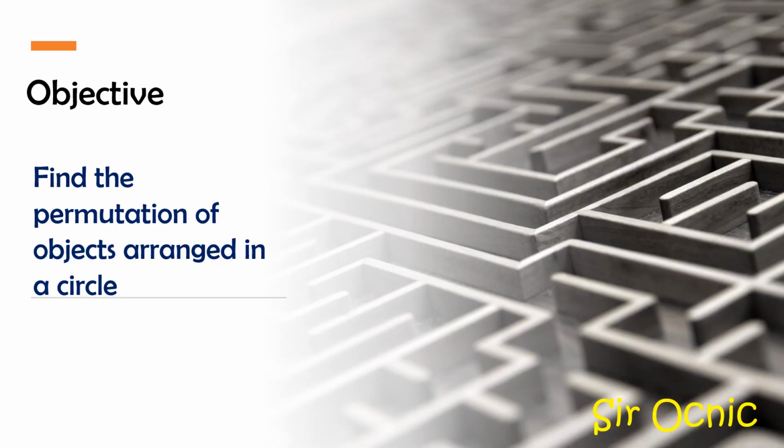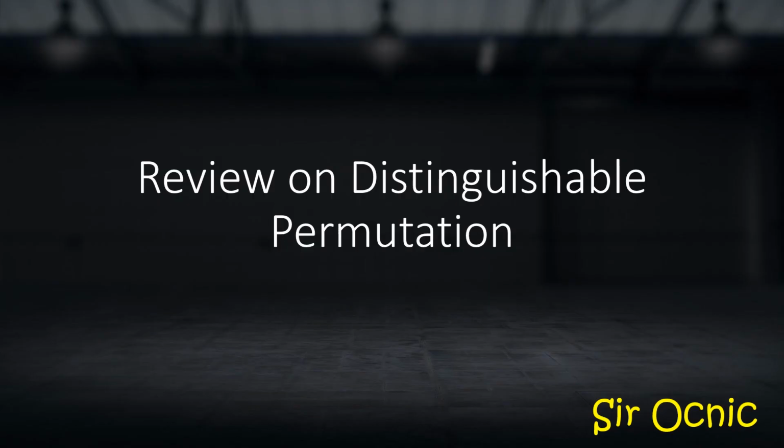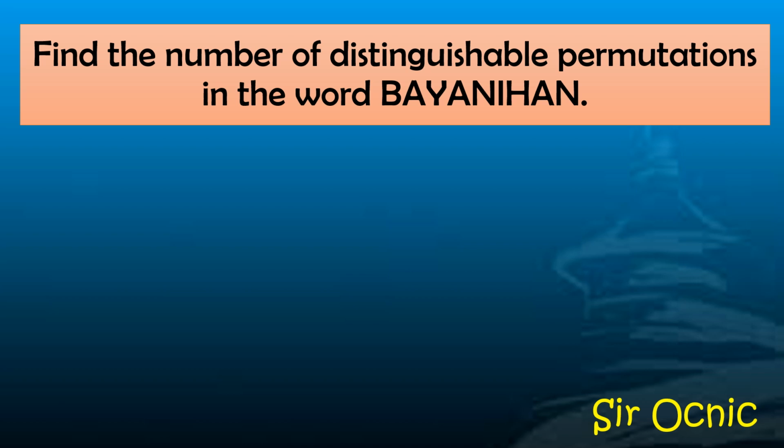In this video, we will find the permutation of objects arranged in a circle. But first, let us have a review on distinguishable permutations. Find the number of distinguishable permutations in the word BAYANIHAN.